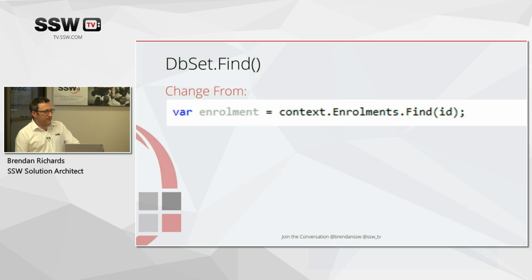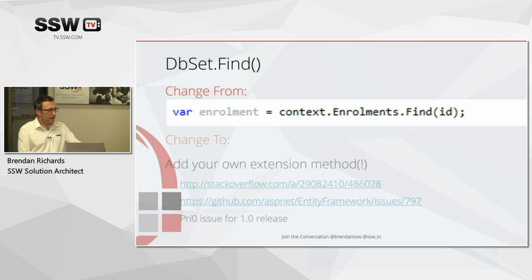So DbSet.Find is quite an important feature because what this one does is you actually get an item from your context by ID. So if the item's already in memory, you know you're getting the one from memory. So this is how you use your first level cache. Again, it's not quite there yet, not implemented in EF7 yet.